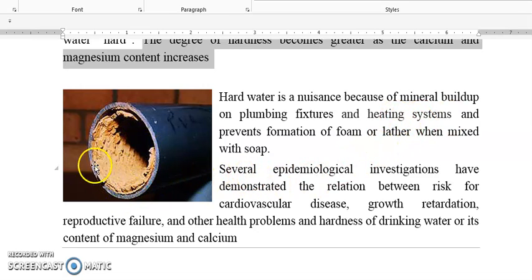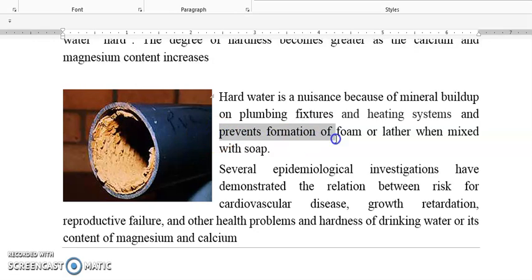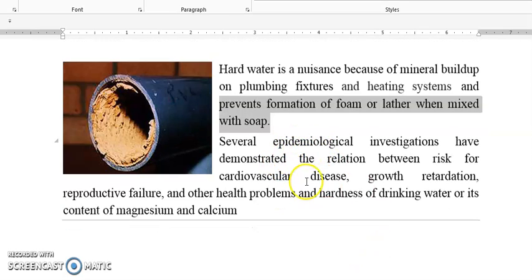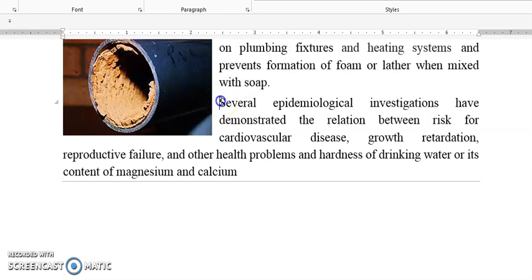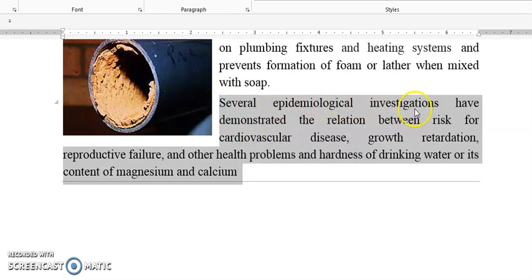Another very common observation is that hard water prevents formation of foam or lather when mixed with soap. Everyone must have observed this. Whenever you wash your hands using hard water, it doesn't give foam when mixed with soap. So that prevents the formation of foam or lather. Now what is the effect on health, right? There are several epidemiological investigations, and they have demonstrated the relation between risk of cardiovascular diseases, growth retardation, reproductive failure and other health problems with hardness of drinking water and its calcium and magnesium content.